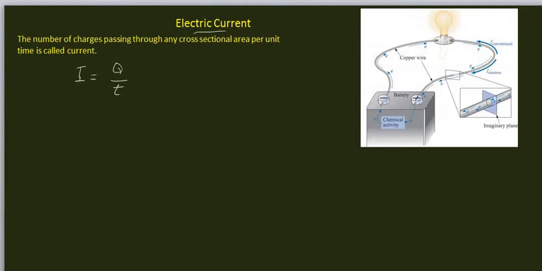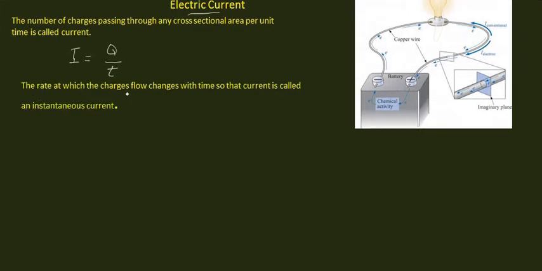Or if the rate at which this charge is flowing through this cross-sectional area changes, then this is called the instantaneous current. We define the instantaneous current as follows: the rate at which the charges flow changes with time, so that current is called the instantaneous current, which is represented by a small i, which is equal to the rate of change of charge.